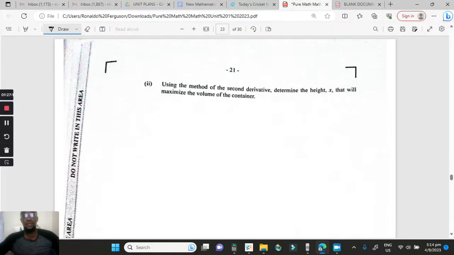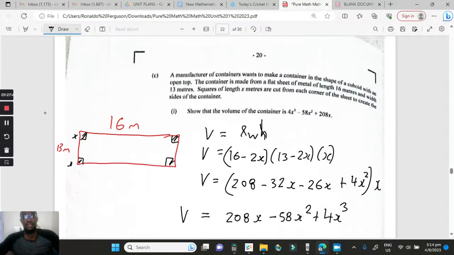This part says, using the method of second derivative, determine the height that will maximize the volume of the container. Always remember that if you want to maximize using the second derivative, d2v over dx2 is less than 0. That's basically it. The first thing we have is v. I don't know why I put height, I could have used the same v. So in this case, right?